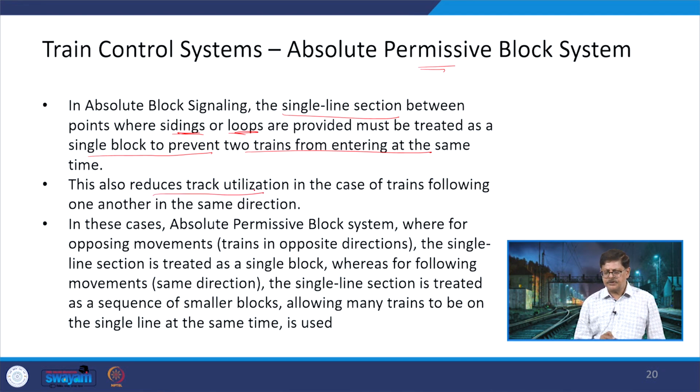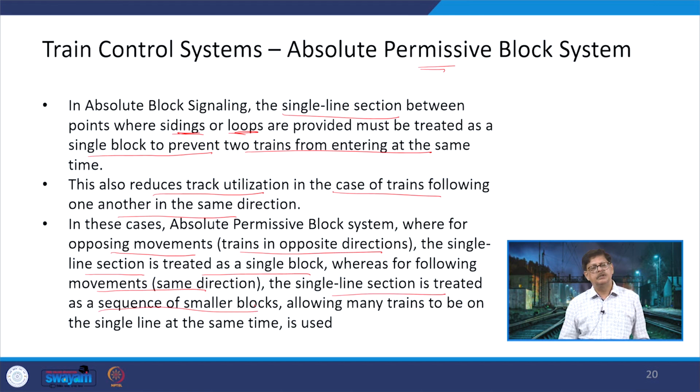So, it reduces the track utilization in the case of trains following one another in the same direction. In this particular system, because it is a more cautious system, the traffic density is going to reduce. In the cases of opposing movements, where a train is coming from the opposite direction, the single line section is treated as a single block, whereas for following movements, in the same direction, the single line section is treated as a sequence of smaller blocks, and this allows many trains to be on a single line at the same time.